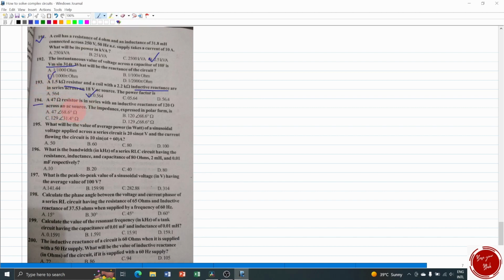If a 47 ohm resistor is in series with an inductive reactance of 120 ohm across an AC source, the impedance expressed in polar form. Impedance means, again I just wrote the equation, it is root of R square plus X square. If it is X here, it is the inductive reactance; if it is a capacitor, X is going to be the capacitive reactance. Anyway, this is root of 47 square plus 120 square, isn't it? 47 square plus 120 square.